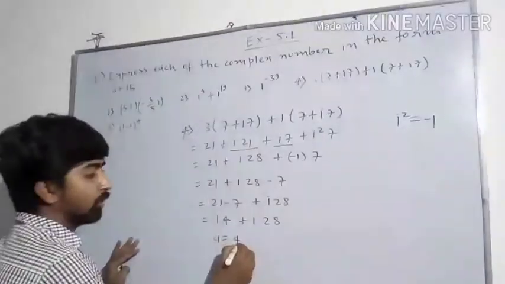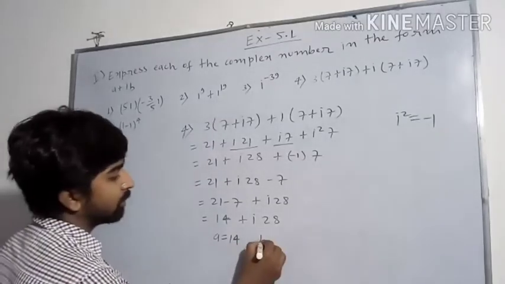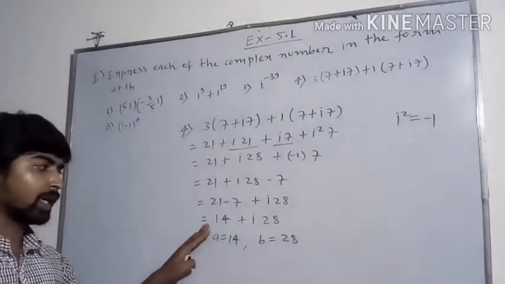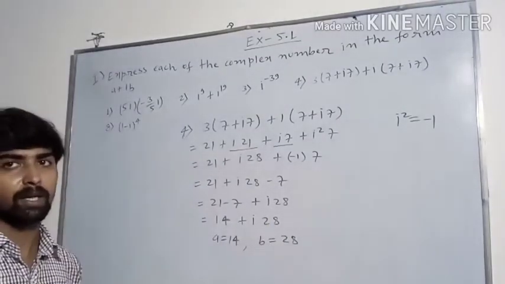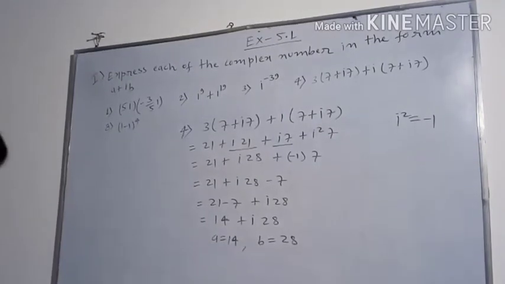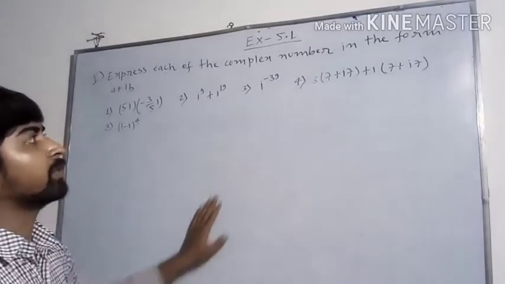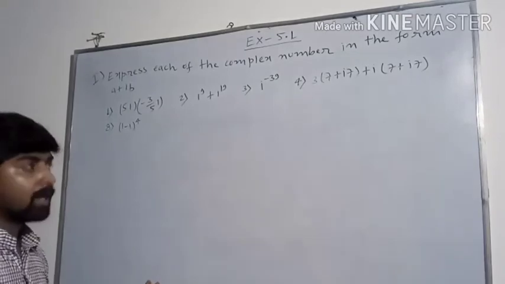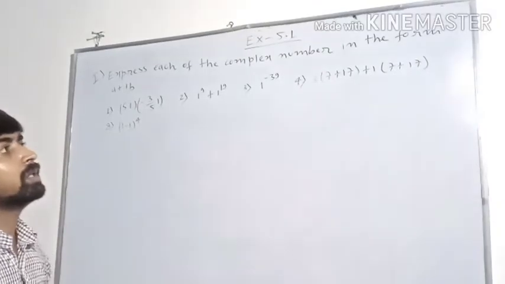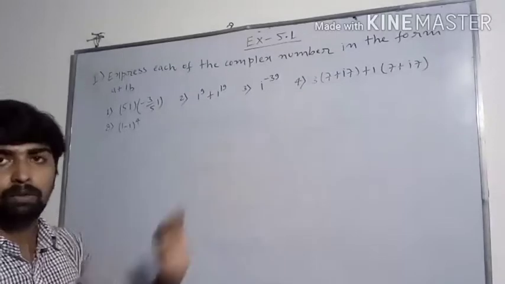equals 14, where A equals 14 and B equals 28. It means that real part is 14 and imaginary part is 28. Now let us express another complex number in the form A plus IB. Students, question number 5, 6 and 7 are the same as question number 4. So you can solve question number 5, 6 and 7 by yourself, as we have solved question number 4.